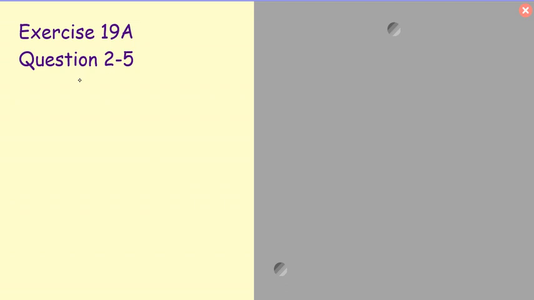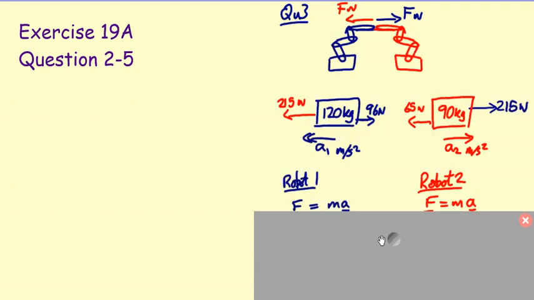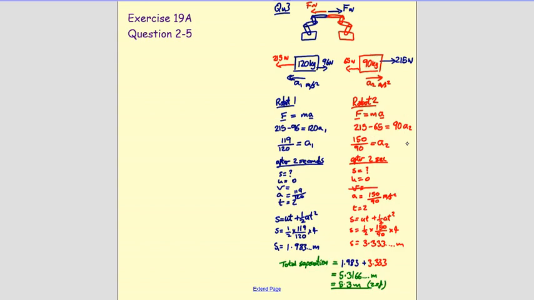Have a go at the rest of the questions in exercise 19A. The solution to question 3 is under here, so pause the video before you have a go at the questions, and then if you're interested in the solution to question 3, there's my solution. Hopefully that helps you see how you can incorporate your constant acceleration formulas into that. Have fun.